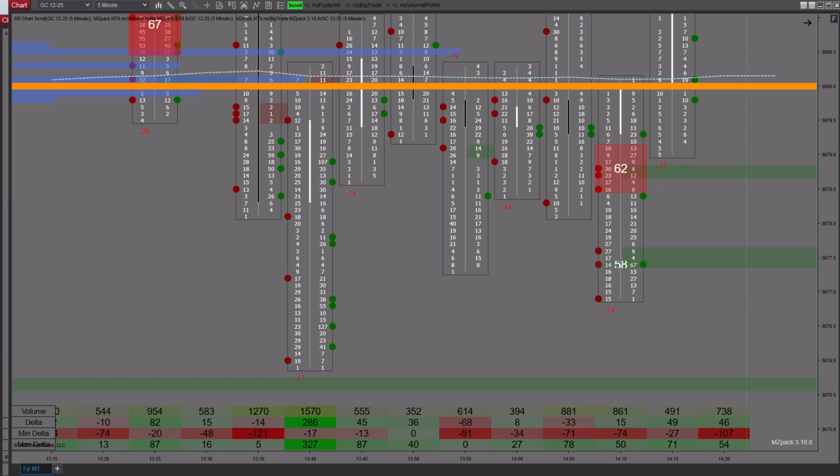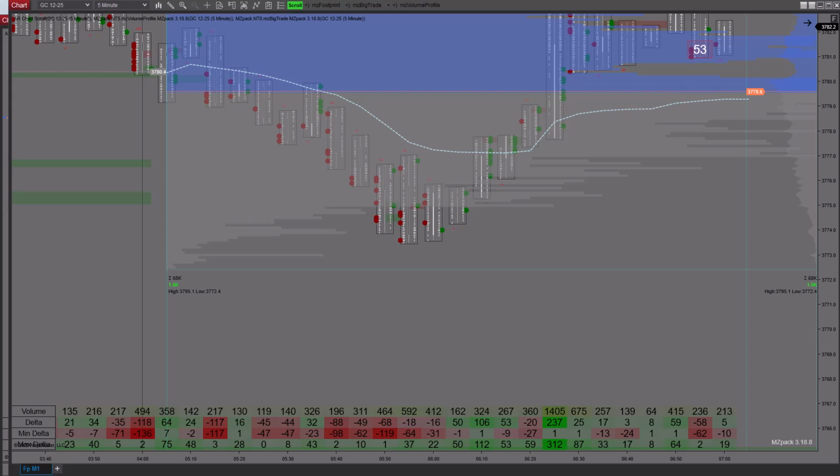Max delta refers to the highest delta value within the candle, indicating the price level where buying pressure was most dominant. Min delta, on the other hand, is the lowest delta value, showing the price level where selling pressure outweighed buying activity. Let me share another example of min and max delta to help clarify the concept.